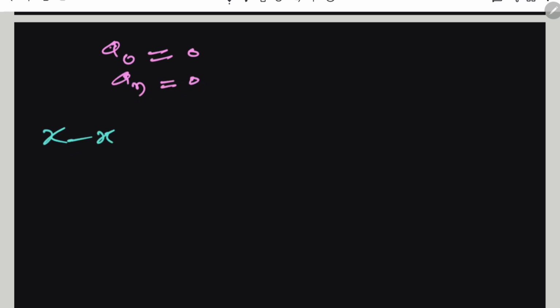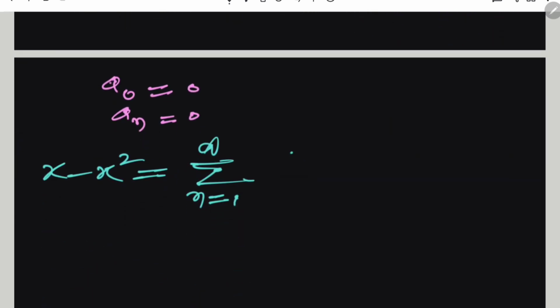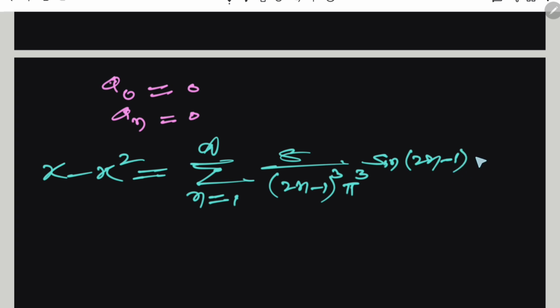And therefore we get a0 0, an 0, x minus x square as summation from 1 to infinity. Value of bn is 8 upon 2n minus 1 cube pi cube into sine of 2n minus 1 times pi x as a required answer.